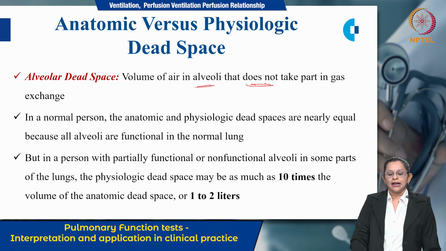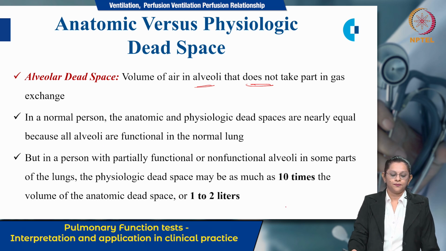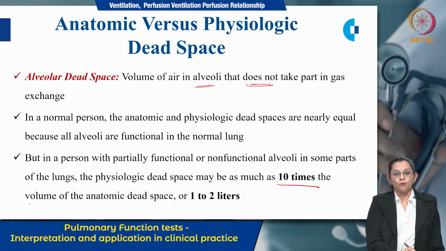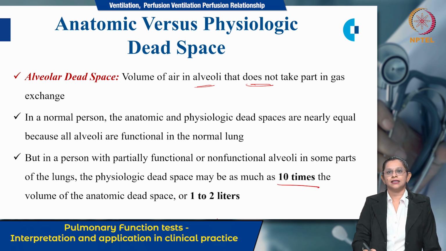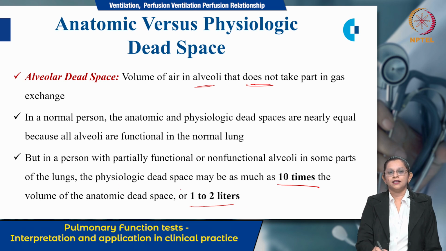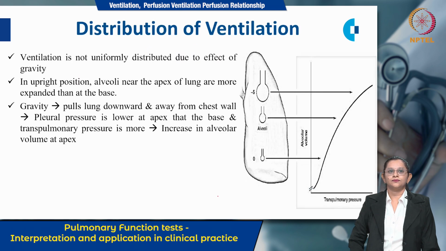In a normal person, the anatomic and physiological dead space are usually normal and equal, and all alveoli are functioning normally in the lung. But in a person with partially functional or non-functional alveoli in some parts of the lung, the physiological dead space is 10 times more than the volume of the anatomical dead space. So, it could be as high as 1 to 2 liters, from 150 ml to 1 to 2 liters. So, the physiological dead space is of more clinical importance compared to the anatomical dead space.